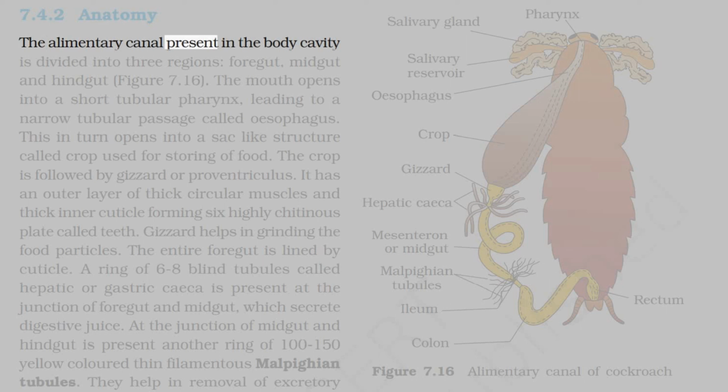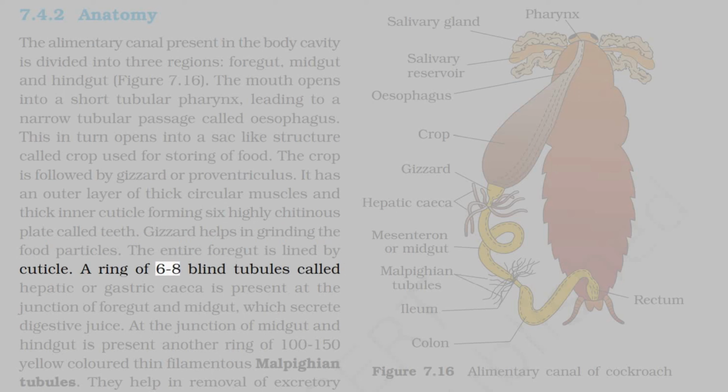The alimentary canal present in the body cavity is divided into three regions: foregut, midgut and hindgut, figure 7.16. The mouth opens into a short tubular pharynx, leading to a narrow tubular passage called oesophagus. This in turn opens into a sac-like structure called crop used for storing of food. The crop is followed by gizzard or proventriculus. It has an outer layer of thick circular muscles and thick inner cuticle forming 6 highly chitinous plates called teeth. Gizzard helps in grinding the food particles. The entire foregut is lined by cuticle.